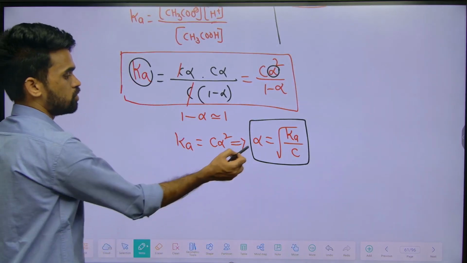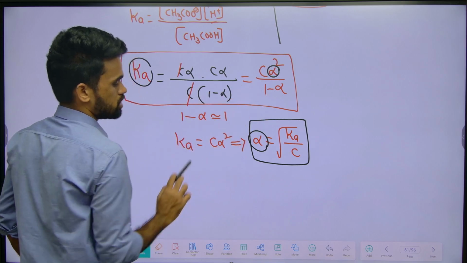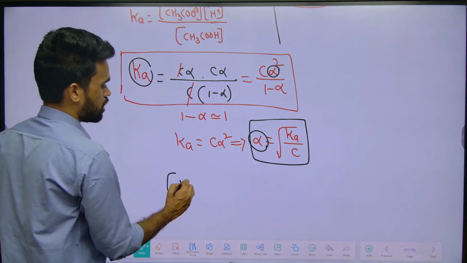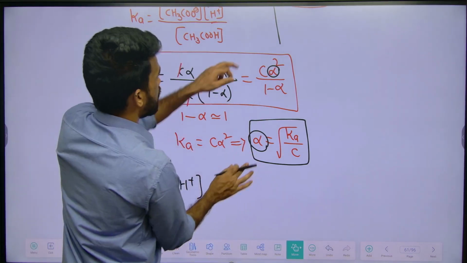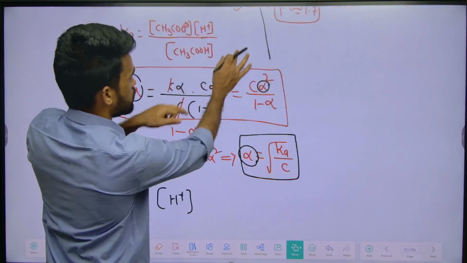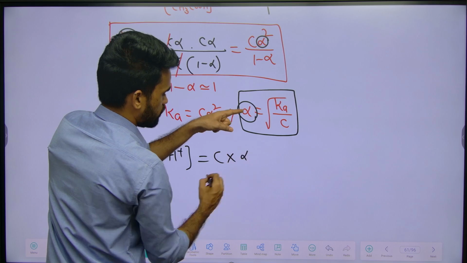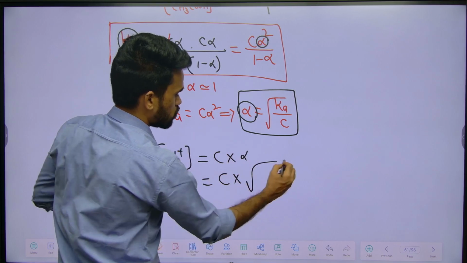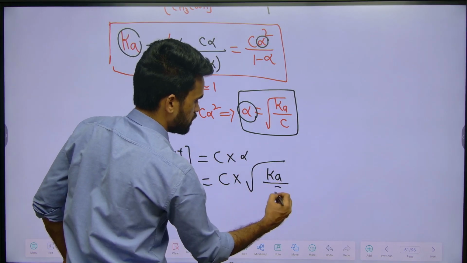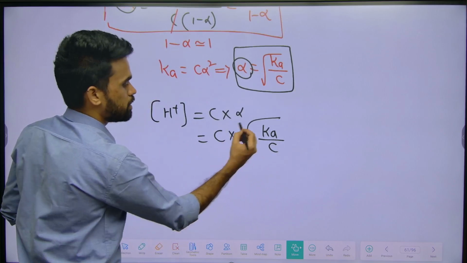Finally, you got your alpha value and we know the concentration C. So H plus ion is written as C alpha, that is C into alpha. In the place of alpha, I am writing C into root over Ka by C. Then next, multiply this inside.